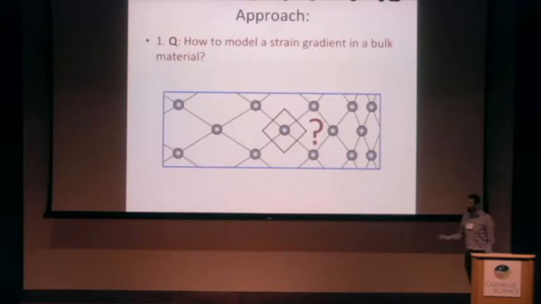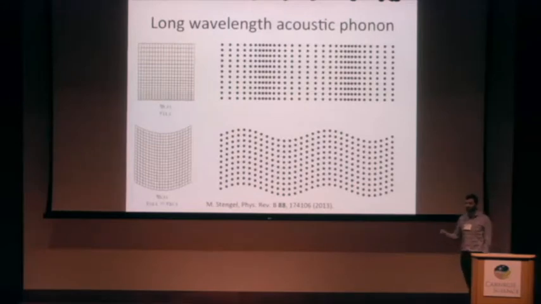So the first question that we have to answer is, how do we model a strain gradient in a bulk material? It's not even obvious, since we've broken the translational symmetry of our crystal with a strain gradient, how to define a unit cell. So the approach to doing this is to realize that we can identify the different types of strain gradients in different types of acoustic phonons. And so if we treat a strain gradient as a very long wavelength acoustic phonon, then we'll recover the periodicity that's necessary to do a bulk calculation.